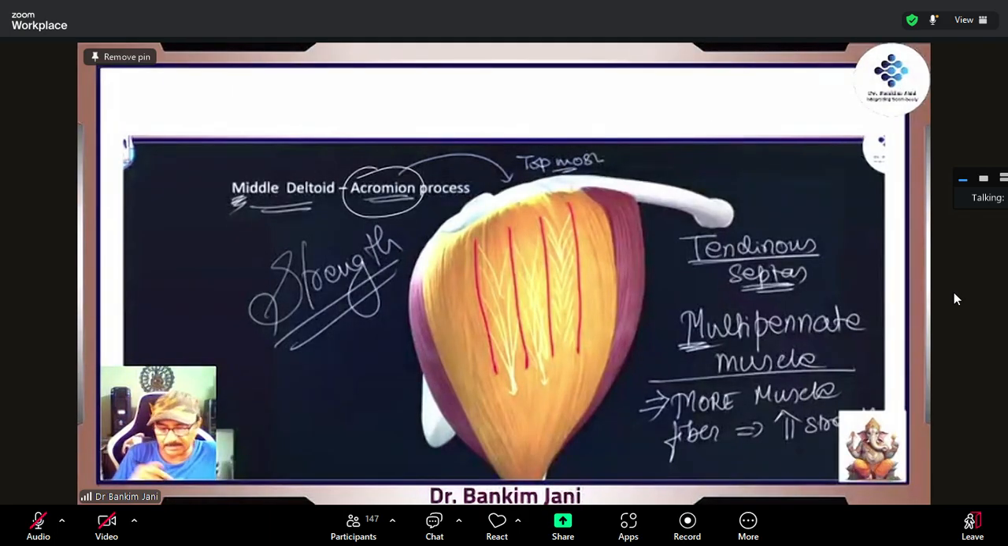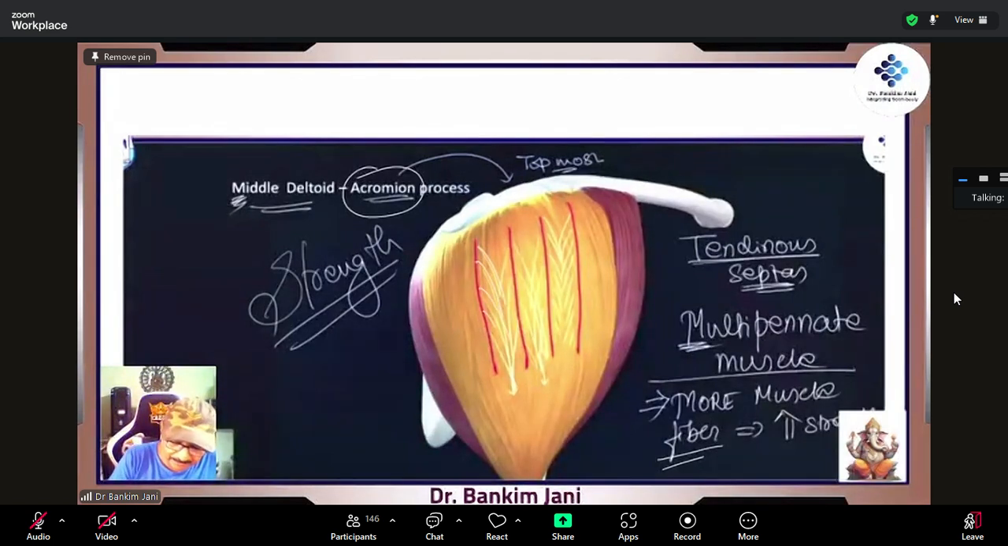These are the septas. Now, this deltoid is one of the very powerful muscles. Why is it powerful? Because in a small space, it has multiple fibers. The number of fibers is always important because the number of fibers governs how much strength that muscle has, right? So here, this is called a multipennate muscle.